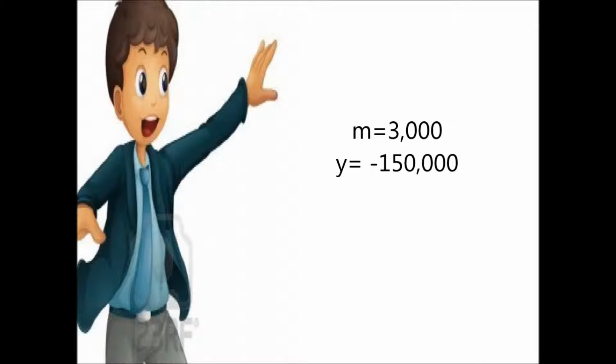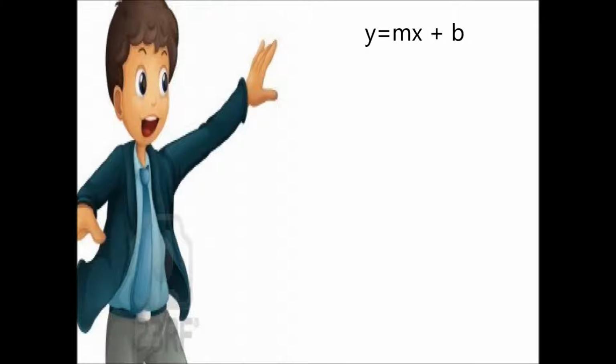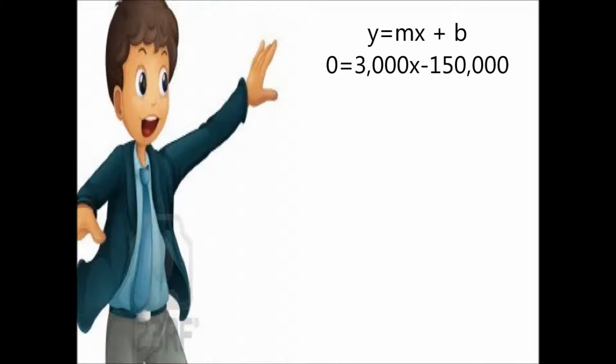Now little Timmy's all grown up, and he's an investor. He invested $150,000 into a car company that gives him $3,000 for each car they sell. Using y equals mx plus b, let's see how many cars have to sell before little Timmy breaks even. Plug in m and b and then set y to 0.